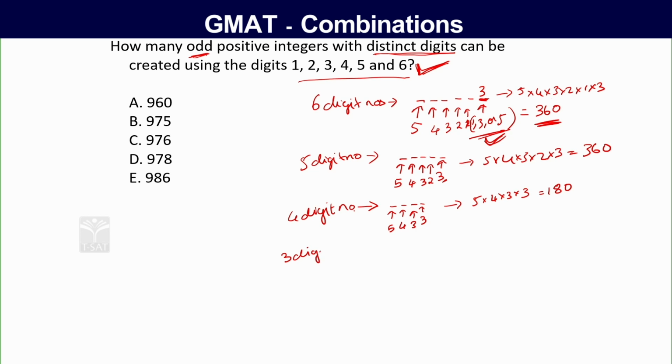Now let us look at 3-digit numbers. When you have 3 digits to fill, you will first fill the units place with an odd number, that is 3 ways. Now, you are left with 5 ways you can fill this one and 4 ways you can fill this one. 5 into 4 into 3 equals 60.